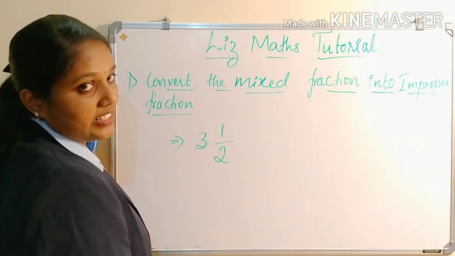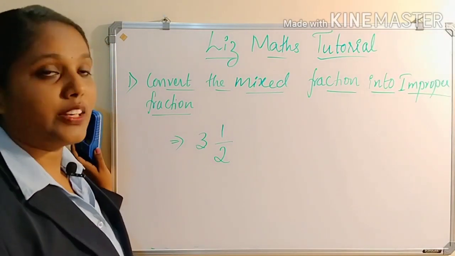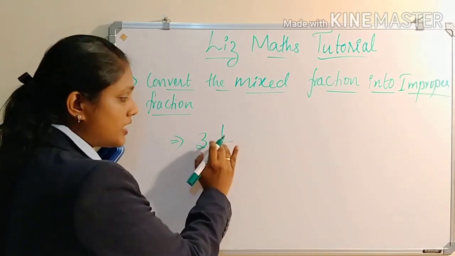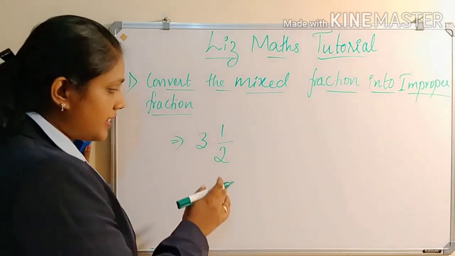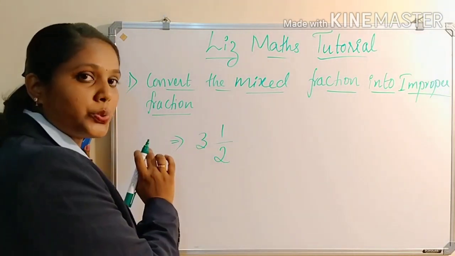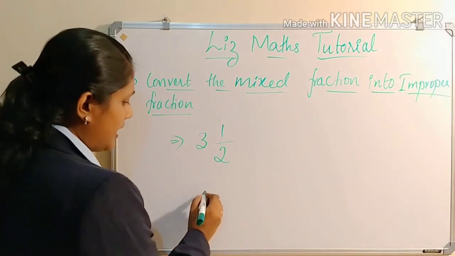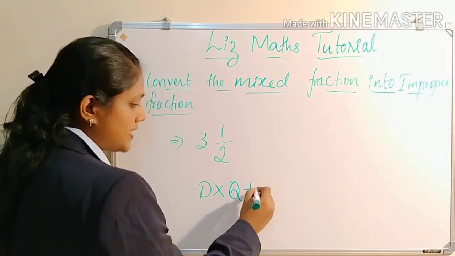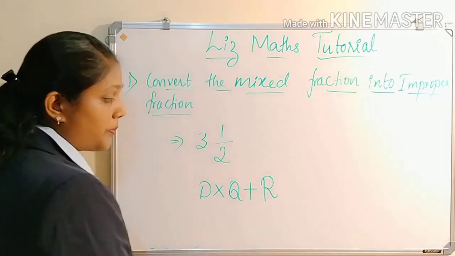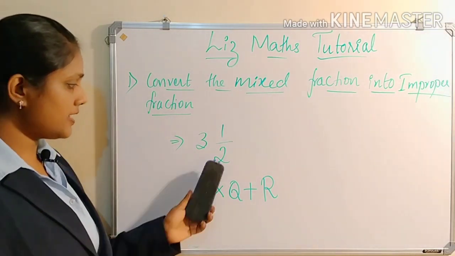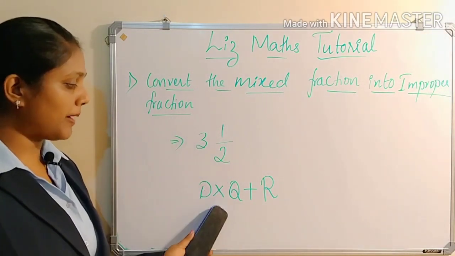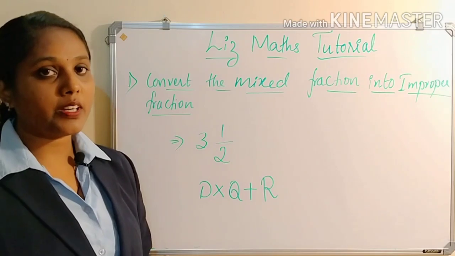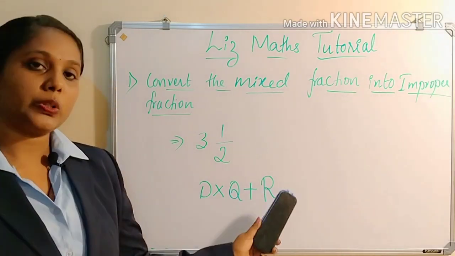So how are we going to convert this? That is the thing. So here what you have to do is, the denominator, what is the denominator here? The divisor, that you have to multiply to the quotient. Then you have to add the remainder. The divisor to the quotient you have to multiply. Got it? First you have to do the multiplication. According to BODMAS, you know that first you have to do the multiplication, then only the addition comes.